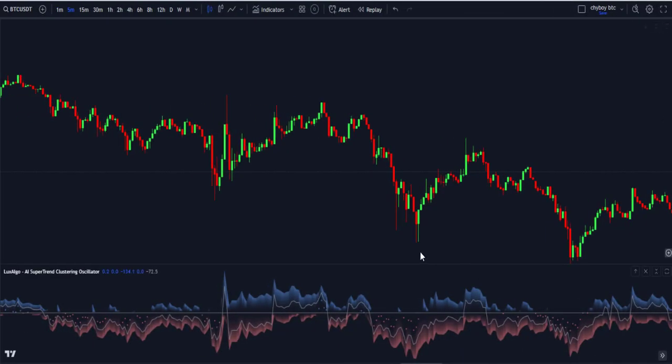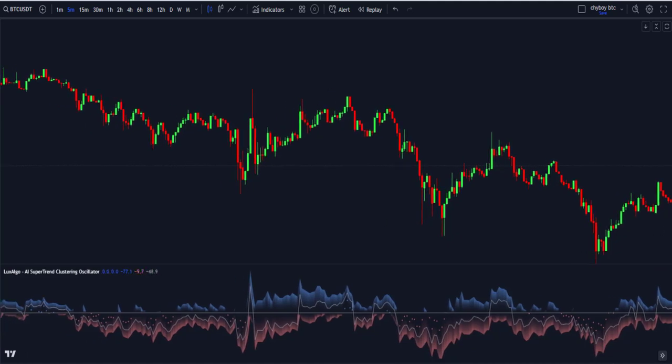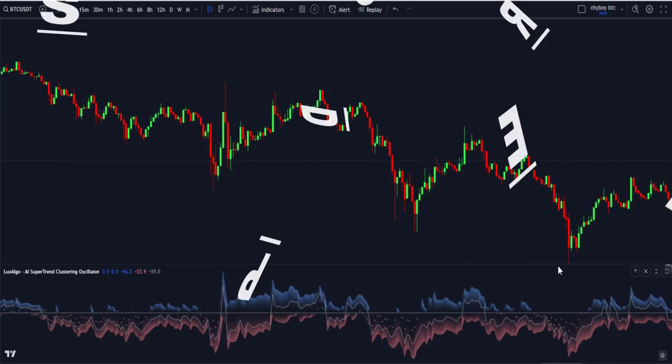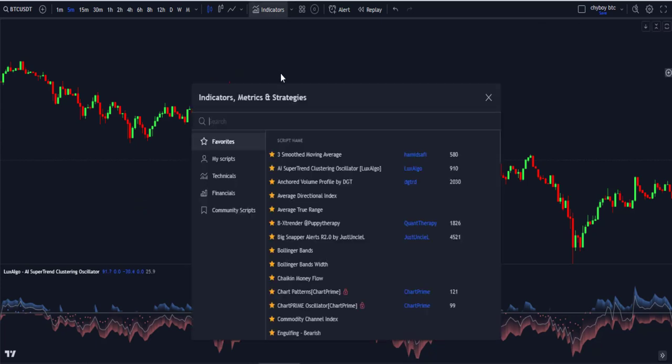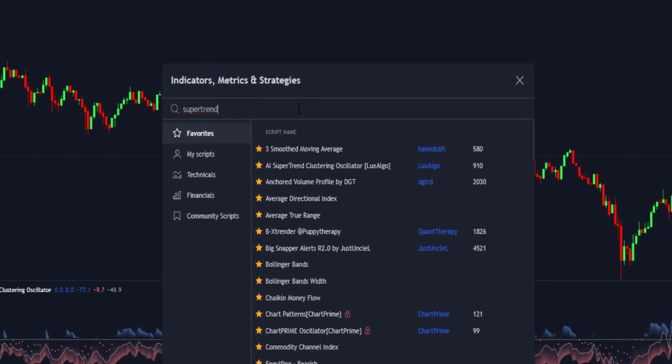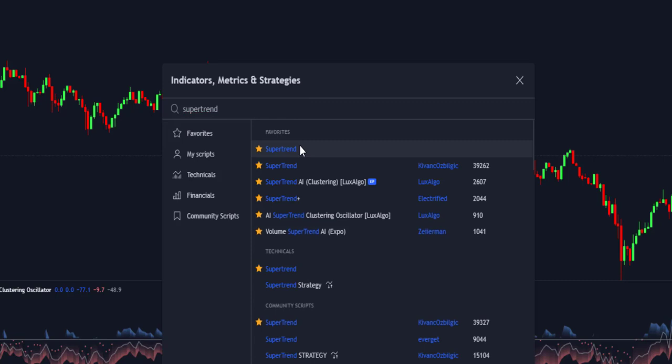To add more confluence to this indicator, this is when we are going to add another indicator that will help us identify trend easily. And the indicator we are going to be using in this strategy is called the super trend. To add it, we go over to indicator search bar. There we search for super trend, select the one made by TradingView.